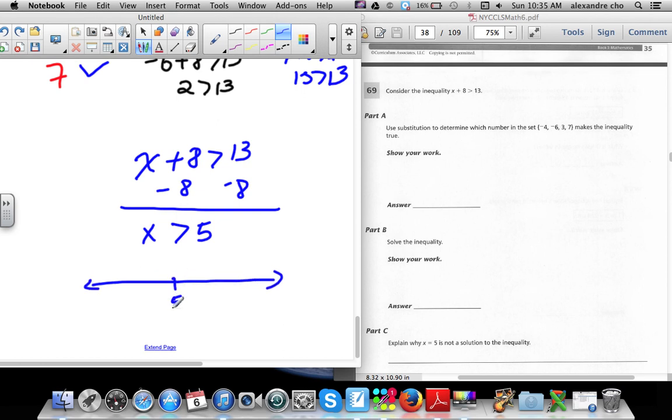So that's going to be 5. I'll write a couple numbers on each side, 7. And a circle on top of the 5. We're not shading it, but we're pointing this way. If you pick any number to the right of 5, it will make that inequality true. And explain why 5 is not a solution to the inequality. Well, if you put the number 5 back in the original inequality, 5 plus 8 is not greater than 13. It's actually equal to 13. If you had that sign here at the bottom, then that would be a different story.